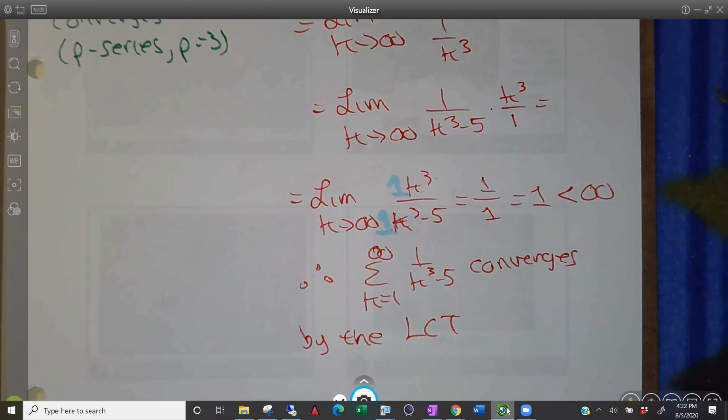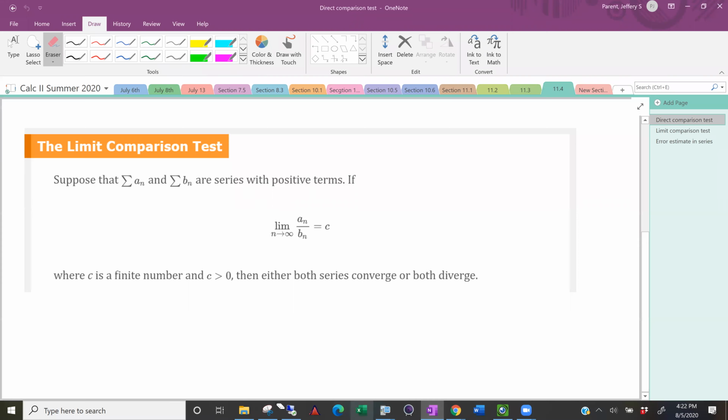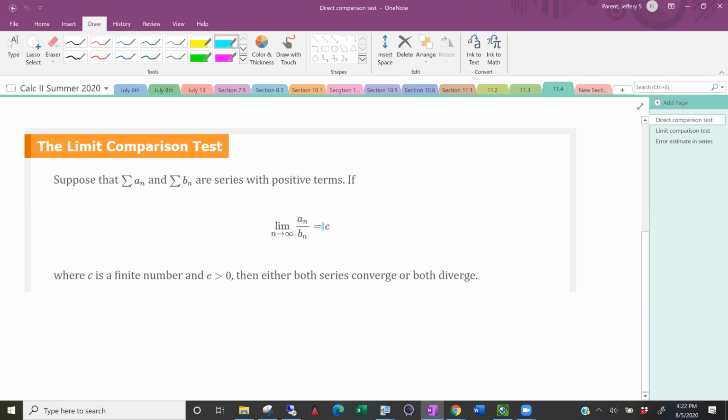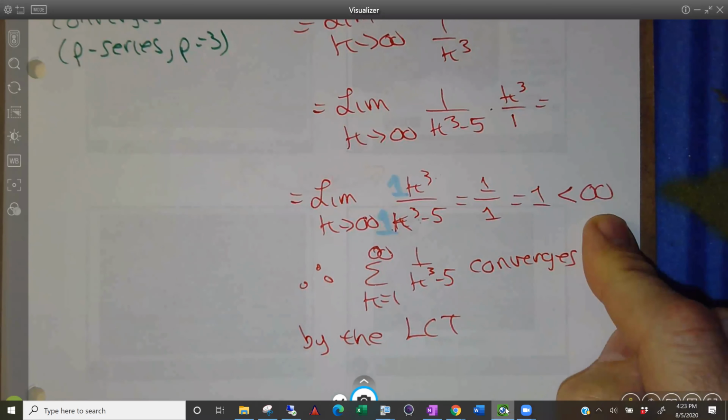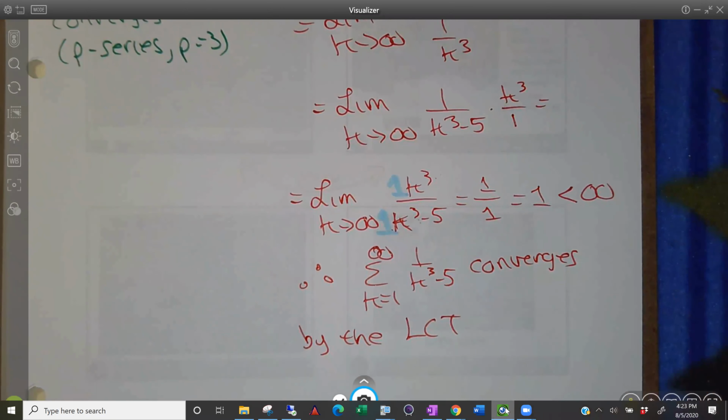Why did you put the less than infinity next to it? Oh, just because, like I said, with this test, our result C has to be a finite number. So basically all I was saying is that C is a finite number. It's less than infinity, right? 1 is less than infinity. So that's why I put it there. I didn't need to. I just did. Okay. Anything else on that one?